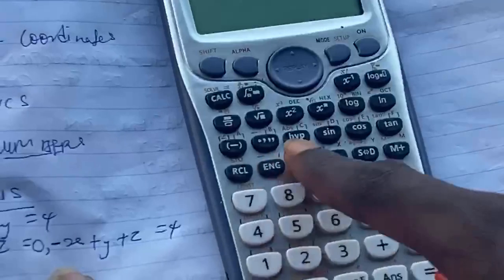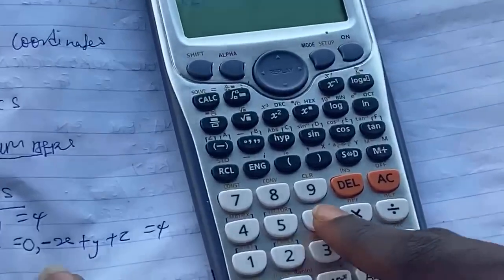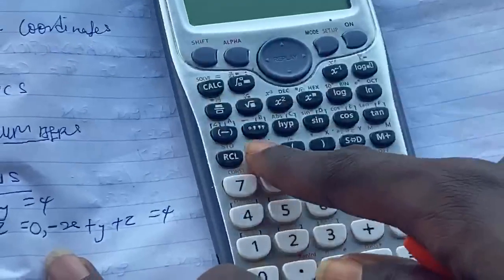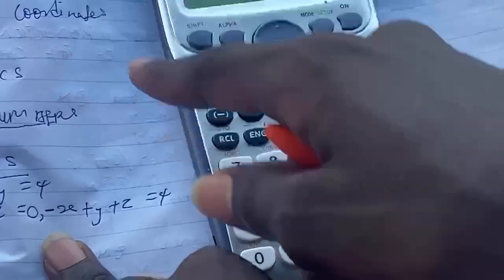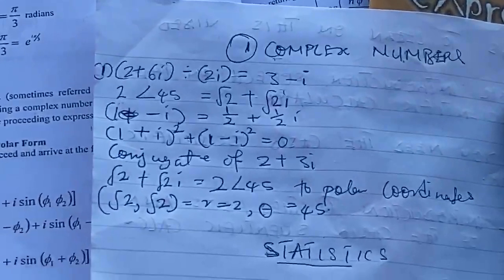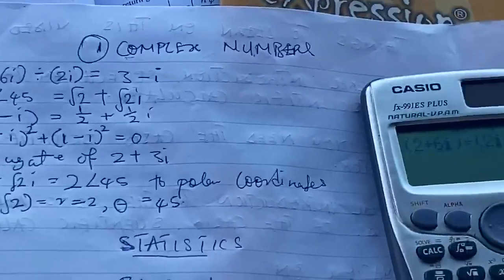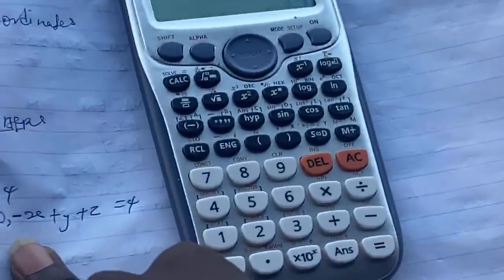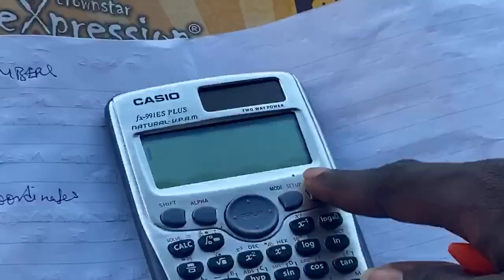Then you open your brackets, 2 plus 6 shift eng, which gives you your i, close it, then divided by, bracket open, 2i, bracket close, then you press your equal to sign. You get 3 minus i, same thing as I wrote down before. So that is it for this.